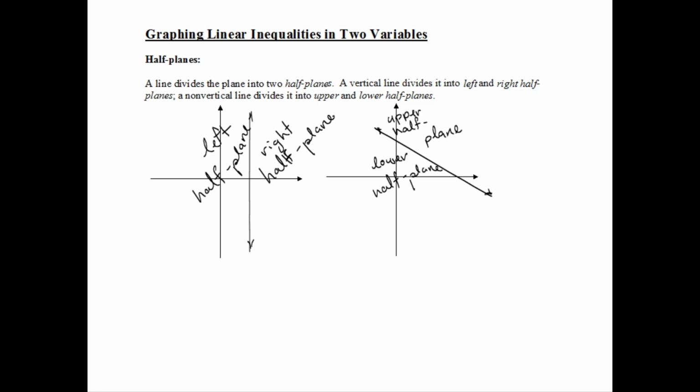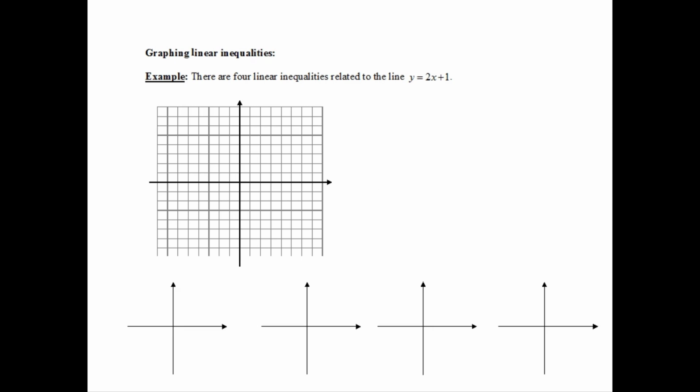Let's graph a linear inequality. We're going to start by looking at inequalities that are related to the line y equals 2x plus 1. So first we graph the line. We look at its slope, usually called m, which is 2. Sometimes we write it as 2 over 1 to remind us that it will be the vertical change over the horizontal change. The y-intercept is 1.